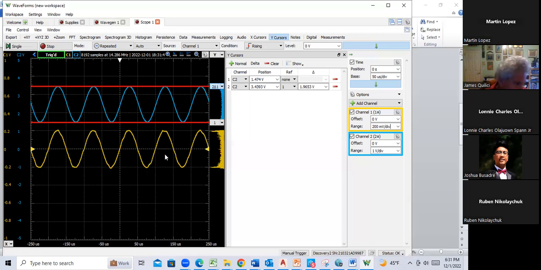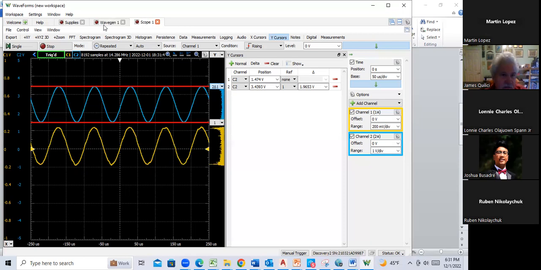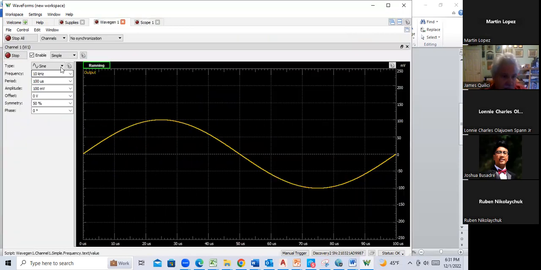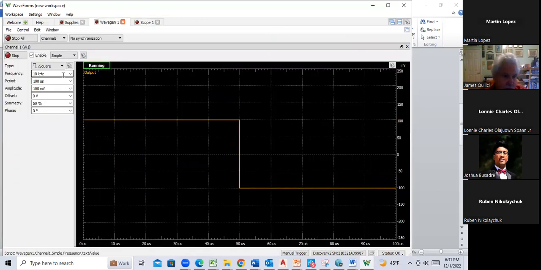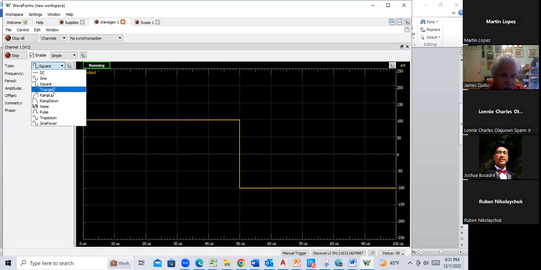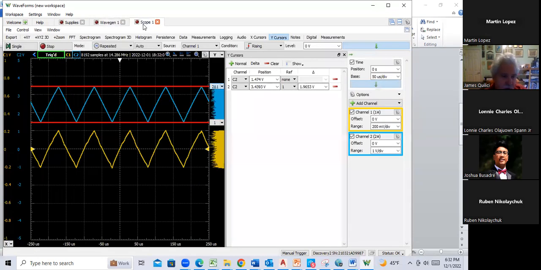Step 10, I'll do step 10 before I do step 11. Step 10 says use a triangle waveform and find out where it starts clipping. Oops, I didn't do a triangle. There it is. Okay, so we're not clipping yet.